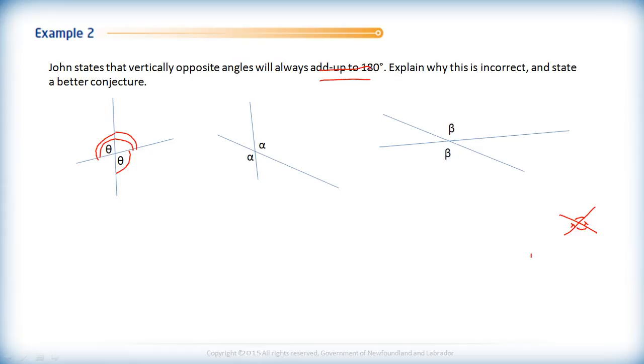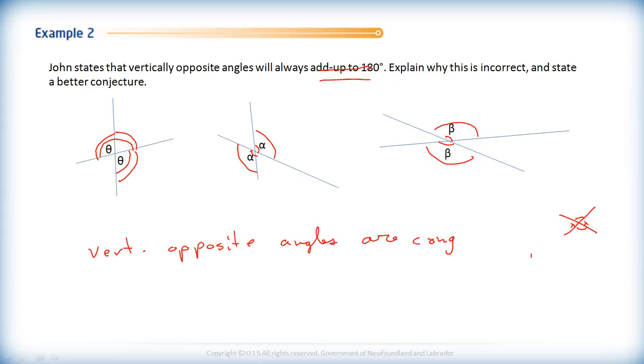Now, state a better conjecture. What can we say about the pairs of vertically opposite angles that we've seen in all of these examples? It looks to me like they're all the same size. How about we say vertically opposite angles are congruent. That's better. That seems to work. Good conjecture.